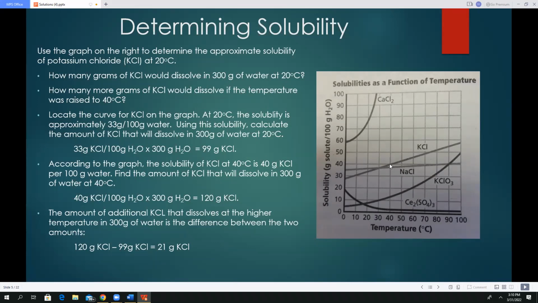According to the graph, the solubility of potassium chloride at 40 degrees is exactly 40. You see how it hits that, right? All right. And per 100 grams. So how much KCl will dissolve in 300 grams of water at that temperature? Well, normally it's 40 times 3, which is 120, right?